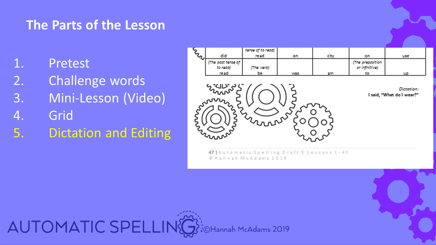Okay, then we have dictation and editing. Editing doesn't come until, I think, lesson 38 out of 48, so there's not a whole lot of editing, but dictation starts, I think, at week 7. So the dictation is at the bottom of the page. I know it's a little blurry, but it says, I said, what do I wear? So you read that, and they are learning to put a comma after said, put the words in quotation marks, and a lot of times I use homophones, so they have to figure out which homophone to use.